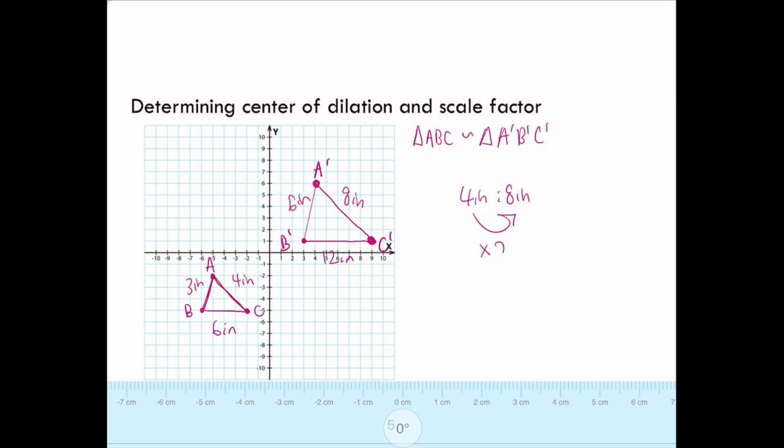We need to multiply by 2. So we know that the scale factor is going to be 2. And just to double check, AB to A prime B prime, we do 3 inches to 6 inches. And to get there, we need to multiply it by 2 again, right? So we know that the scale factor is going to be equal to 2.